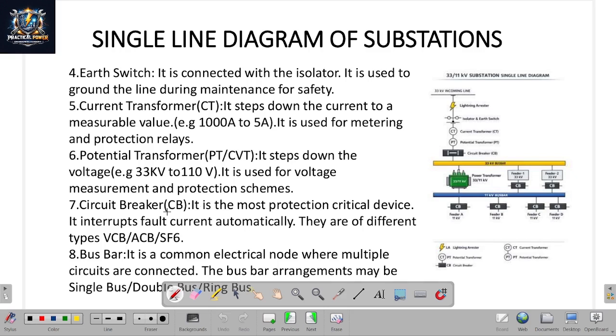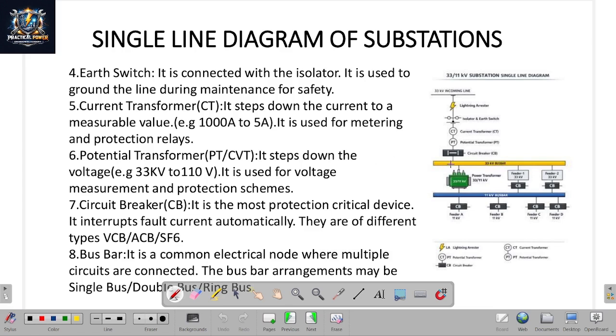Then come to your circuit breaker. It is the most protection-critical device. It interrupts fault current automatically. There are different types: VCB, ACB, and SF6. Vacuum circuit breaker, air circuit breaker, or sulfur hexafluoride, that is gas insulated breaker.